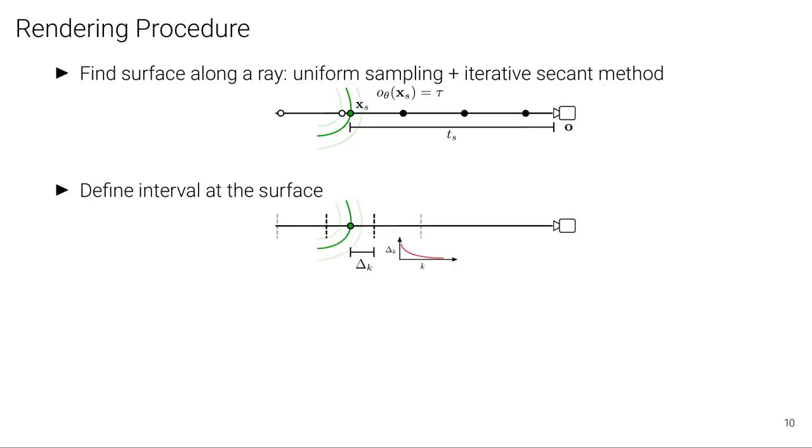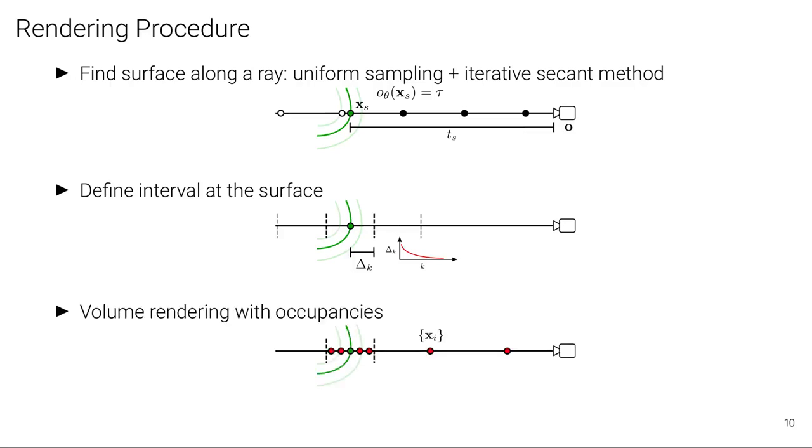Given the surface point XS, we then define an interval with the half length delta. The choice of the delta plays an important role in our optimization procedure, which we discuss on the next slide. Finally, we uniformly sample points inside the interval and use the volume rendering technique for occupancies. We found that sampling a small number of points between the camera and the interval helps to prevent free space artifacts in front of the interval.